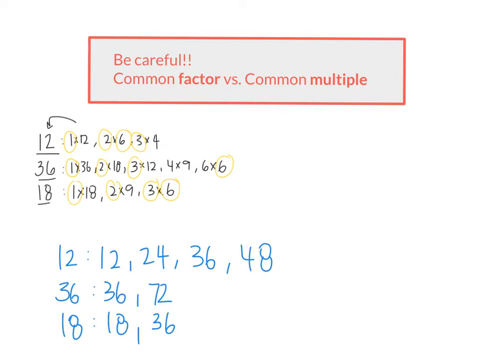Okay, so we found the common factors up above. Now let's talk about the common multiples. What numbers are the same? 36. So 36 is a common multiple of 12, 36, and 18. So as you can see, when we find common factors, we're looking for the factors that are the same. And when we're asked to find common multiples, we're looking for the multiples that are the same.